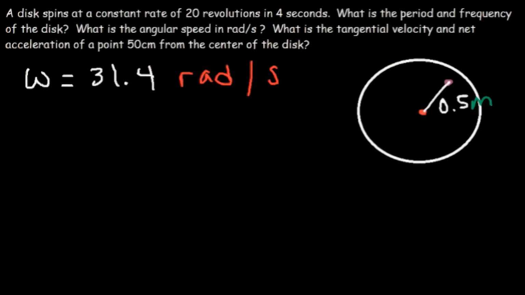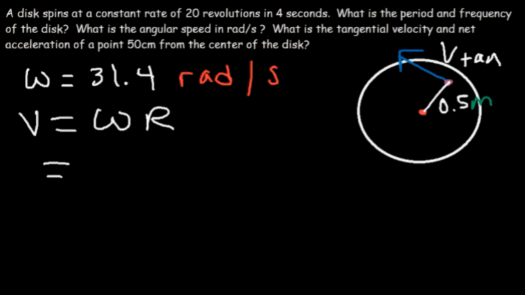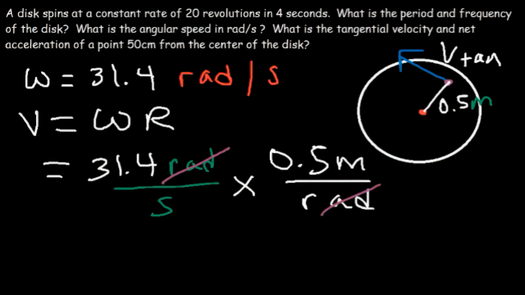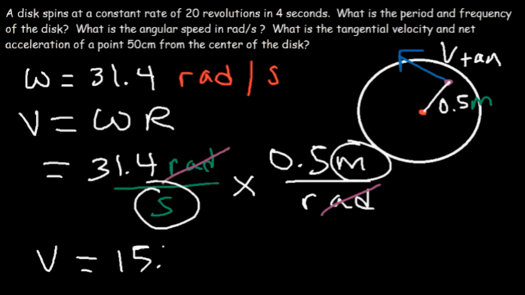So our goal is to find the tangential velocity. Tangential velocity is the angular velocity times the radius. So it's going to be 31.4 radians per second times the radius, which is 0.5 meters per radian. So the unit radians cancel, and we're going to get the unit meters per second. So it's half of 31.4, which is about 15.7 meters per second.